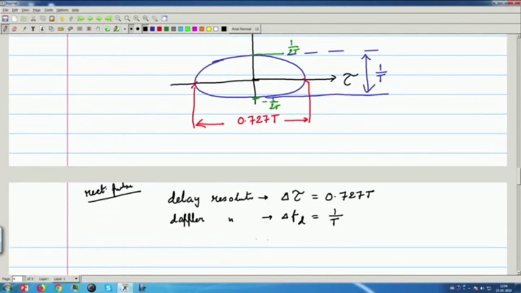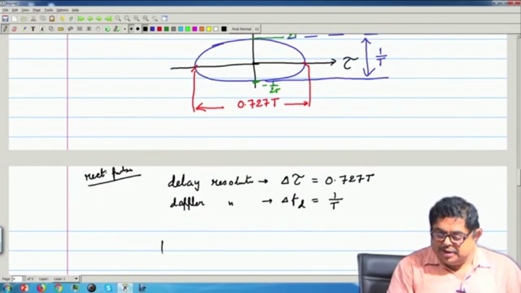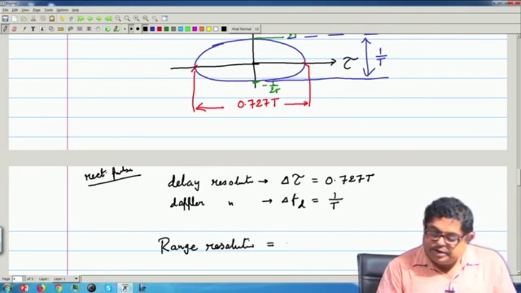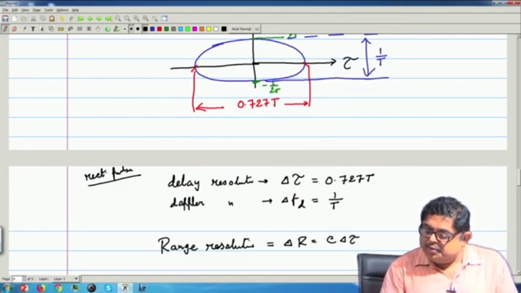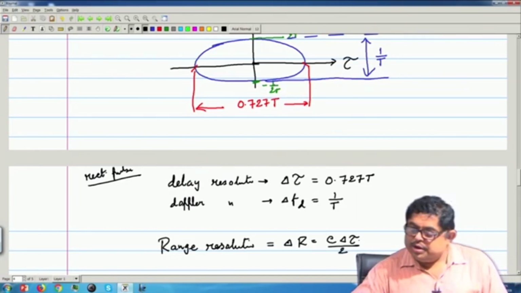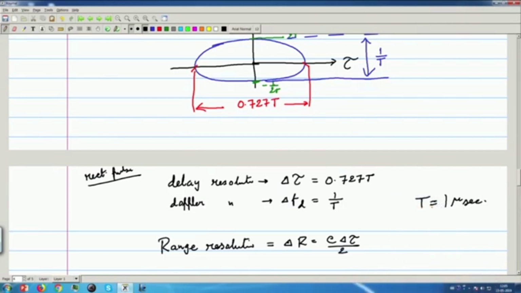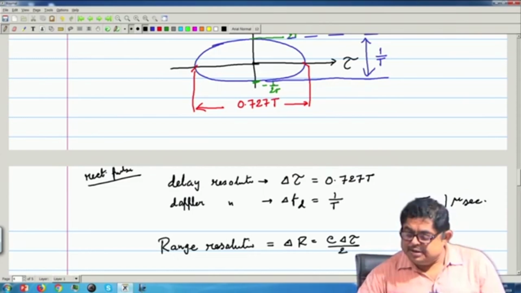So, we can easily then calculate what will be the range resolution. Range resolution will be c delta tau by 2. So, if suppose I take a 1 microsecond pulse, what is capital T? Capital T is the on time of the pulse, the rectangular transmitted pulse. So, 1 microsecond is a typical value.